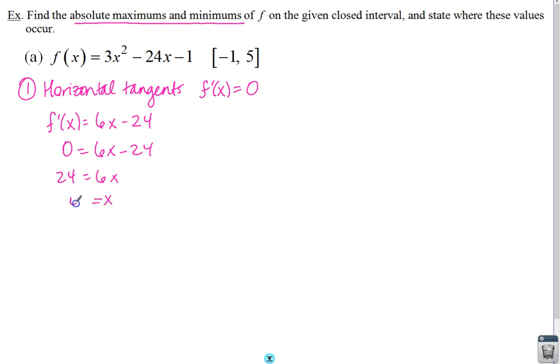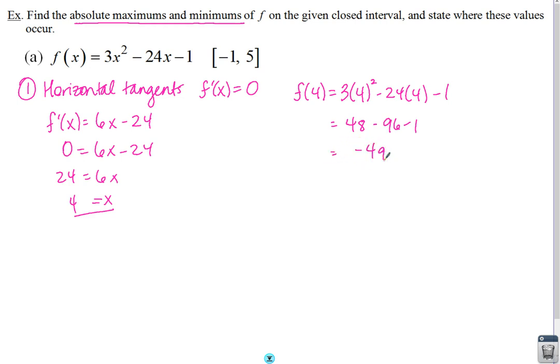So at x equals 4, f prime of x is equal to 0. Okay, well, this gives me the x coordinate. I want to know what is the y coordinate at that location. So I need to find out what is f of 4. So I'm going to say 3 times 4 squared minus 24 times 4 minus 1. So I've got, let's see, 3 times 16, so 48 minus 96 minus 1. This is going to give me negative 49.